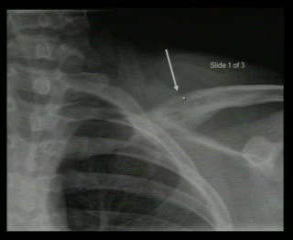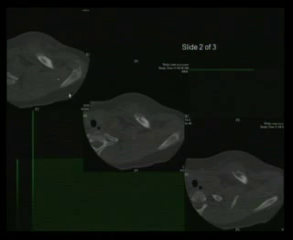There's thickening here of the cortex. There's a permeative appearance here. They did a CT and you can see this moth-eaten permeative pattern. They did an MRI and there's a big extra soft tissue component. This was a fungal infection on a patient.